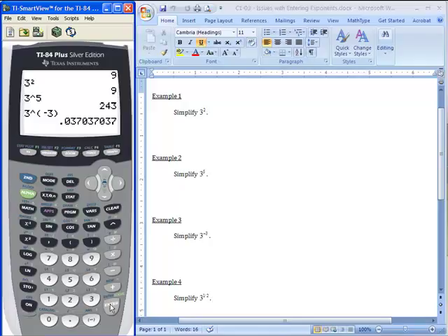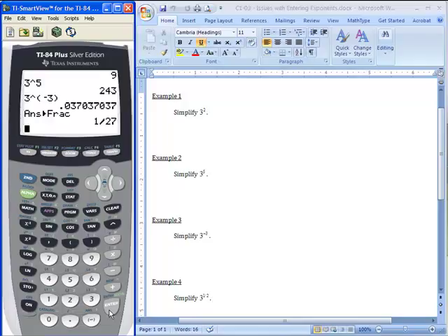0.037037037. It looks like an infinitely repeating decimal, which implies that it probably has a fractional equivalent. So to see if we can figure out what that fraction is, we'll press the math key and choose option 1, which is convert to a fraction. And that'll take the immediately preceding answer and attempt to convert it to a fraction. If it can, we'll get the fraction. If it can't, we'll just get the decimal back. In this case, since we got a fraction, we know that we could convert it. So 3 to the negative third is the same thing as 1 over 27.